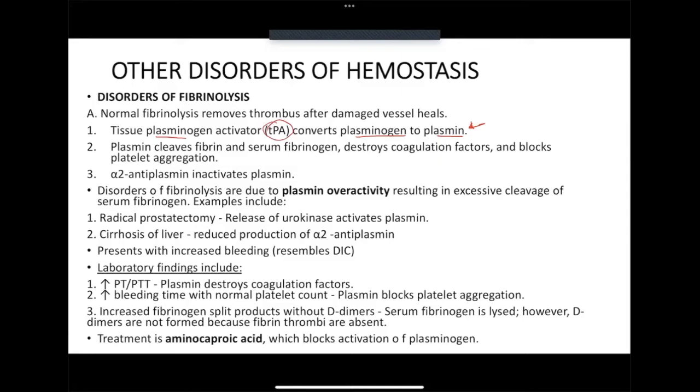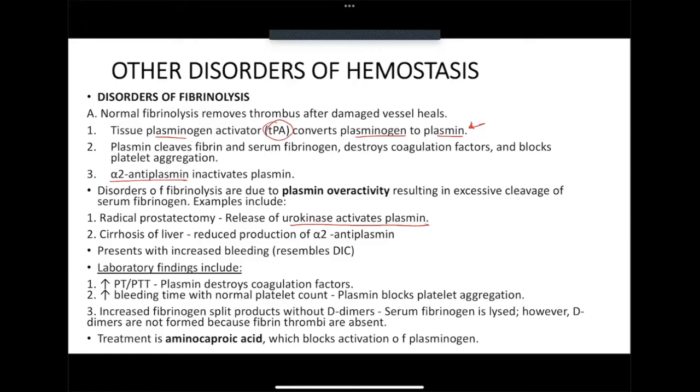Okay, then you have alpha 2 antiplasmin, which inactivates the plasmin because we don't want to go on a plasmin rampage, because as you can see, it also destroys the coagulation factors. Okay, so when you have plasmin overactivity, for example, in radical prostatectomy, it releases urokinase, and urokinase is also another thing that activates plasmin.